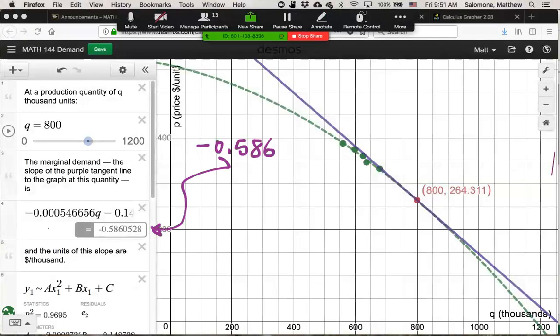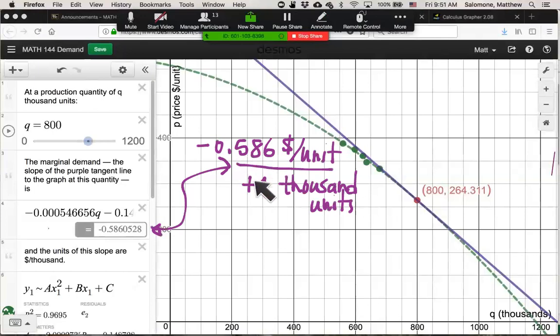So that's more accuracy than I was using in our calculation a minute ago. And because my Q is measured in thousands, what this is actually telling me is the change in the unit price, not to sell one more unit, but actually to sell 1,000 more units. So the rate of change of my demand function is, I'm going to have to drop my price by 58 cents for every additional 1,000 units that I want to sell, starting from 800.